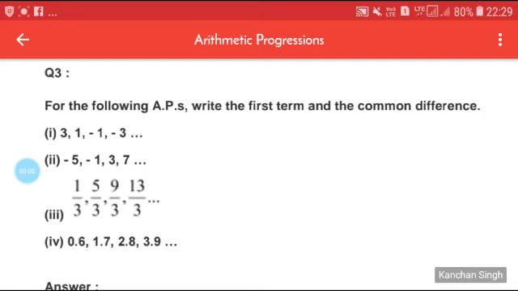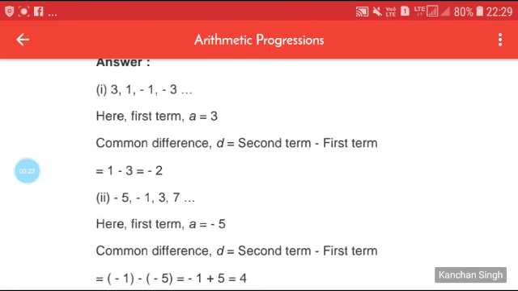You know how to write the first term and the common difference. So our first sequence is 3, 1, minus 1, minus 3. So like that, what do we have to write? We have to write the first term and the common difference. So how will we write? What is our first term? Our first term is 3, and the common difference will be how much?